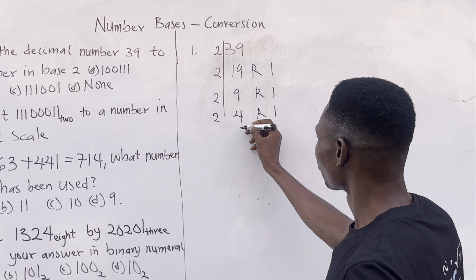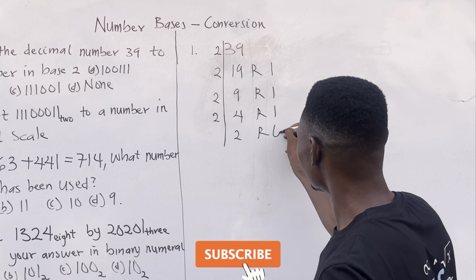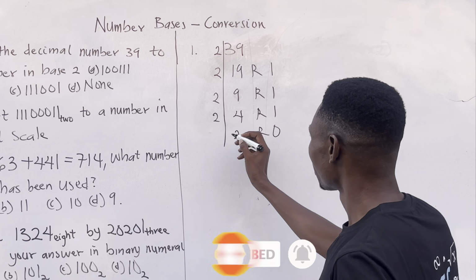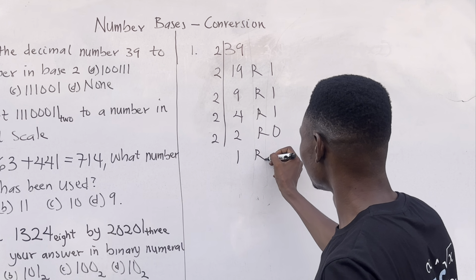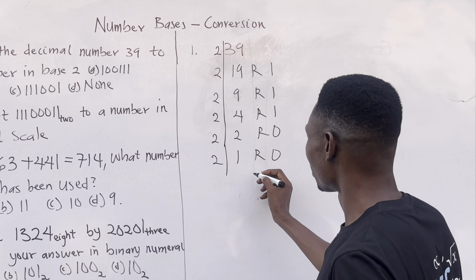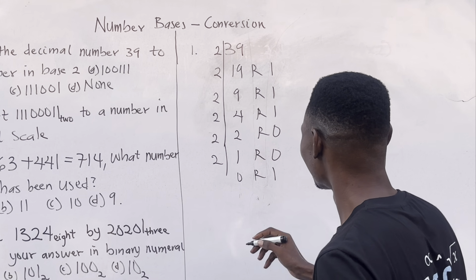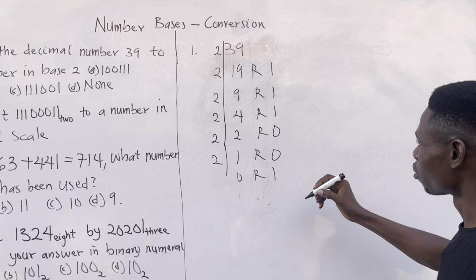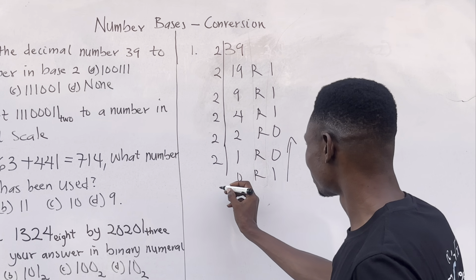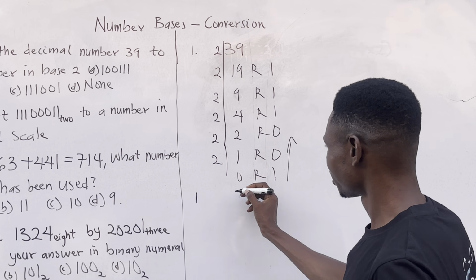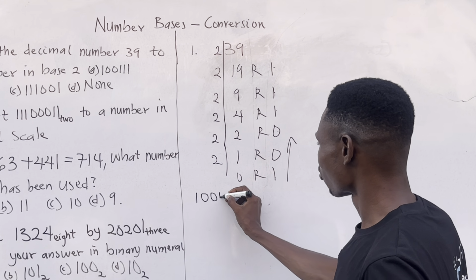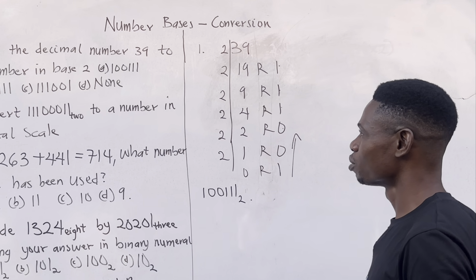2 in 4, we have 2. Remainder 0, because 4 divided by 2 is 2. Now 2 in 2, we have 1, remainder 0. And then 2 in 1, we have 0, remainder 1. So remember, we count upwards, right? We count this way, or we'll get our values upwards. So what we'll have is 1, 0, 0, 1, 1, 1 in base 2.